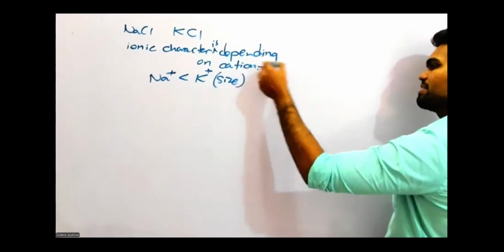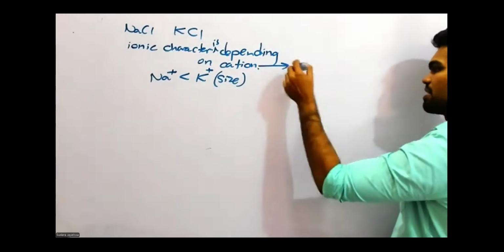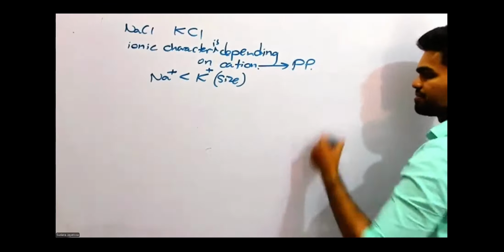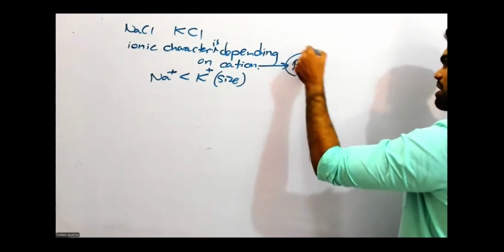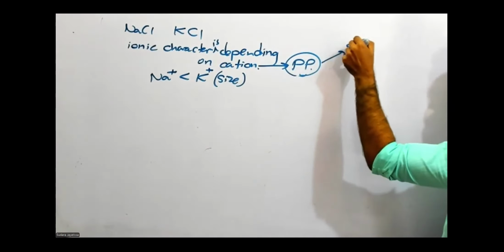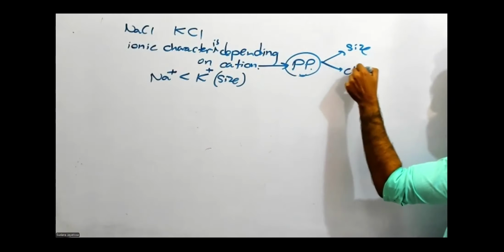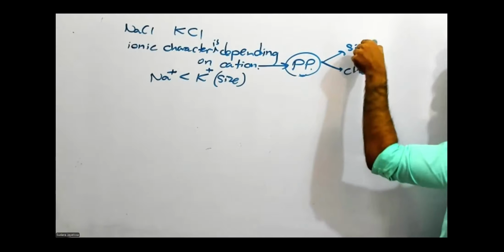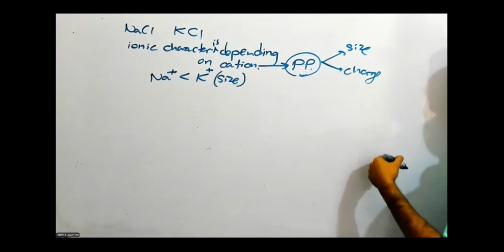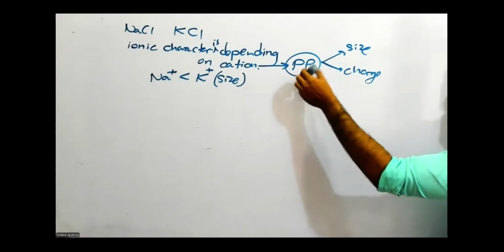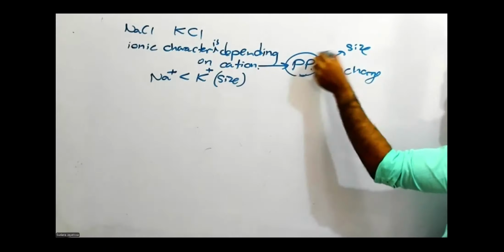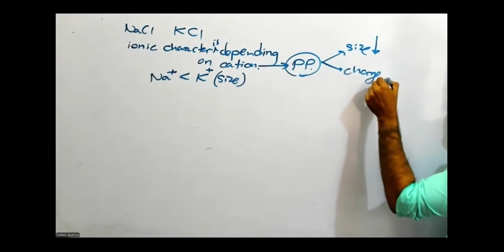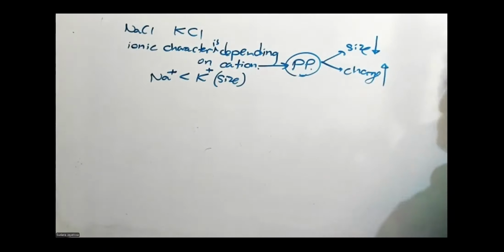So what exactly is this factor we talk about? This is polarization power. Polarization power depends on the size of the cation and the charge of the cation. Charge is the main factor, but here the charge is the same, therefore it depends on size. Polarization power increases with decreasing size and increases with increasing charge.